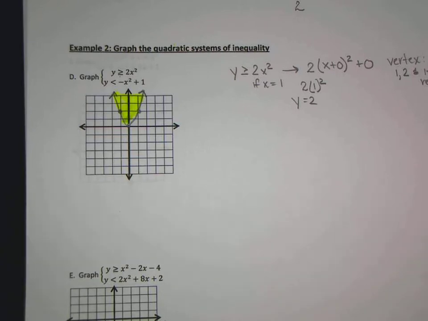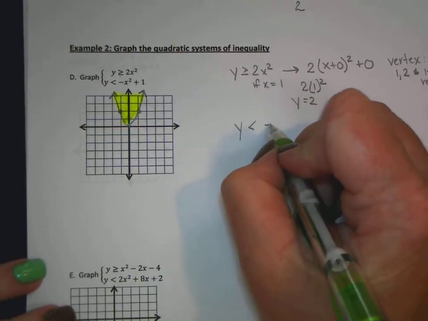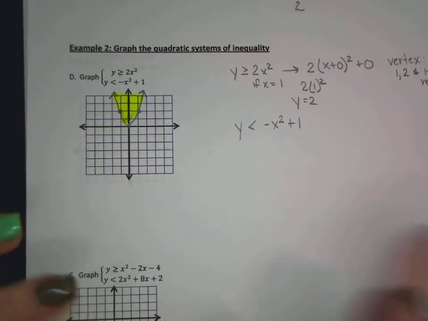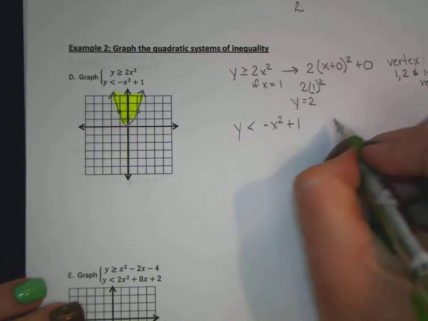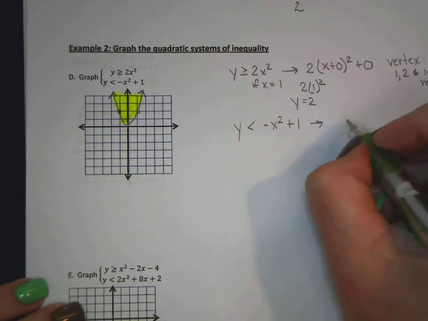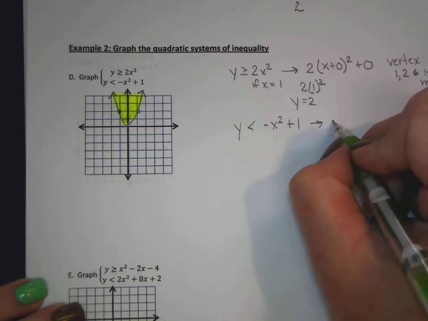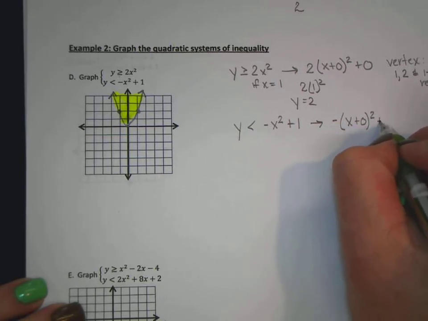Now go ahead and do the other one. The other one is y is less than -x squared plus 1. Okay, this is actually already in vertex form. You can actually turn this one into y is less than -(x plus 0) squared plus 1.